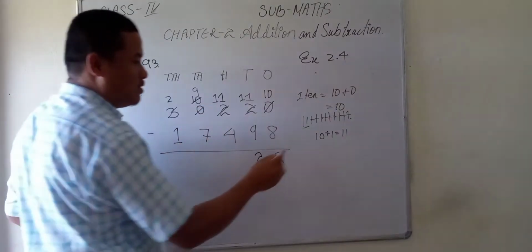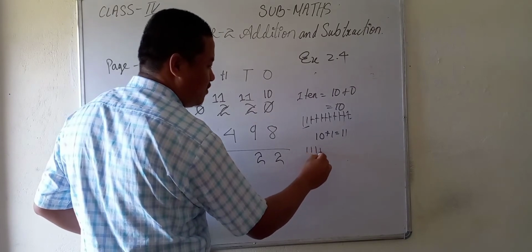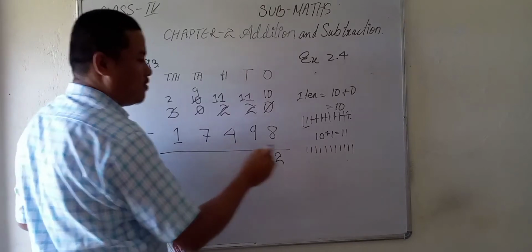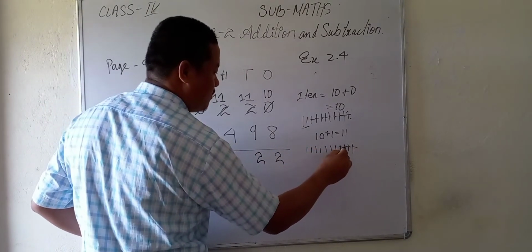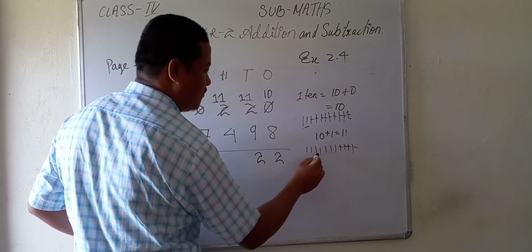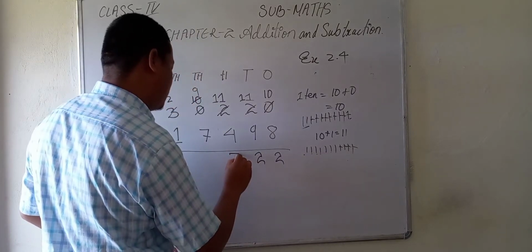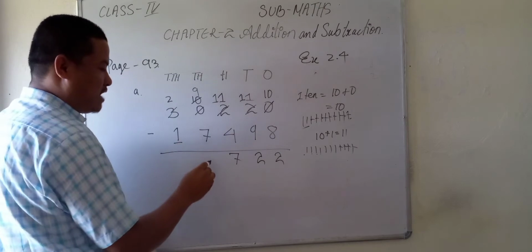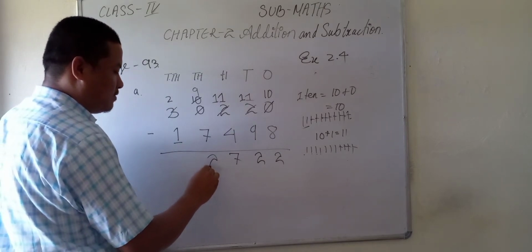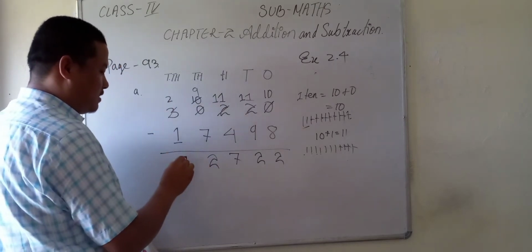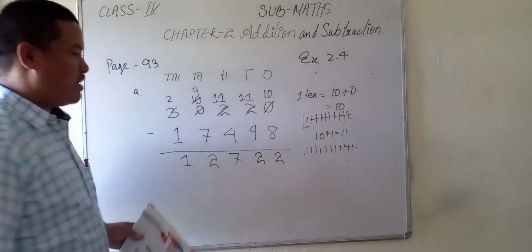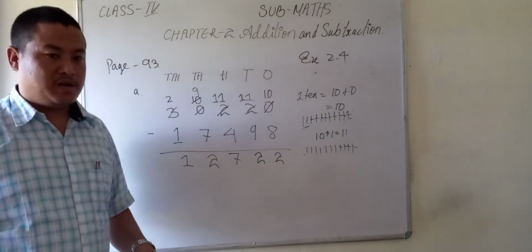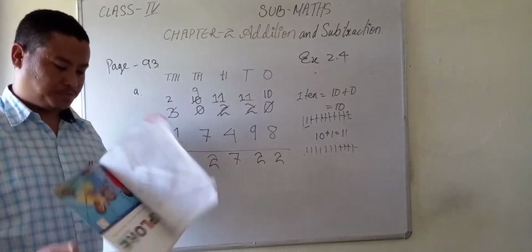11 minus 4. 1, 2, 3, 4, 5, 6, 7, 8, 9, 10, 11 minus 4. 1, 2, 3, 4. 1, 2, 3, 4, 5, 6, 7. So we got 7. Now 9 minus 7, 2. 2 minus 1, 1. Look, now we have 12,722. Okay.